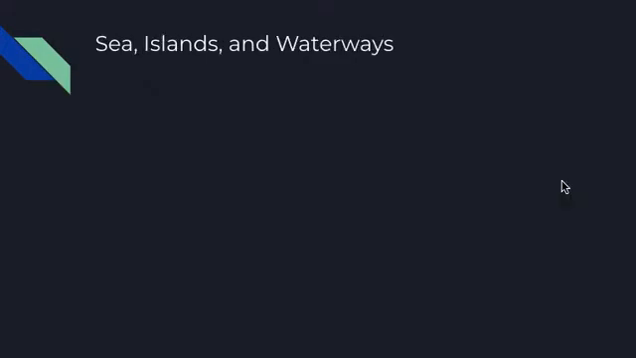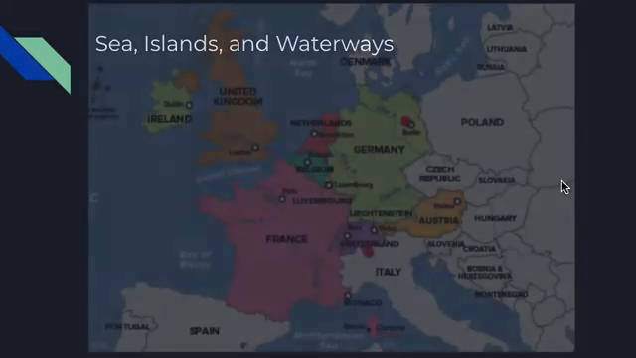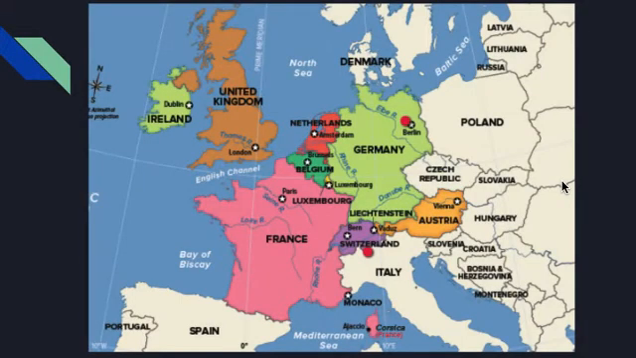Seas, islands, and waterways. Western Europe has long, irregular coastlines that touch many bodies of water, including the Atlantic Ocean, the North, Baltic, and Mediterranean seas. This closeness to the sea has long shaped European life. The North Sea is a part of the Atlantic Ocean but shallower.